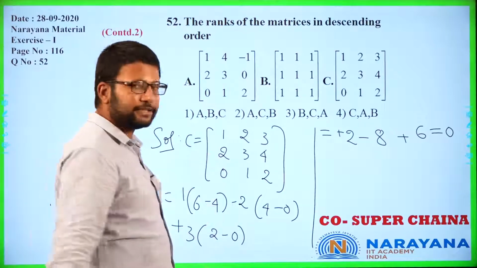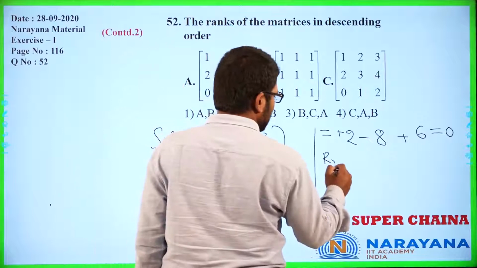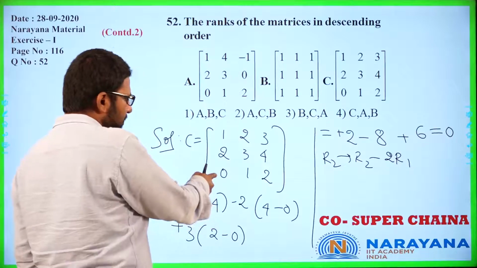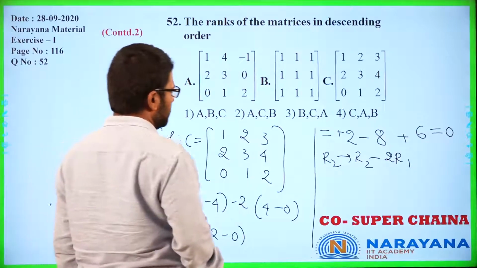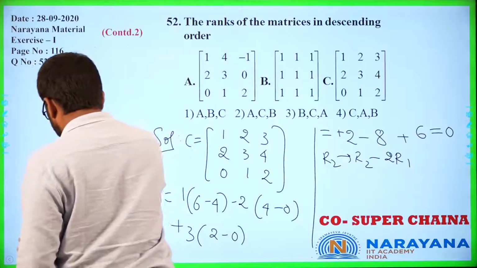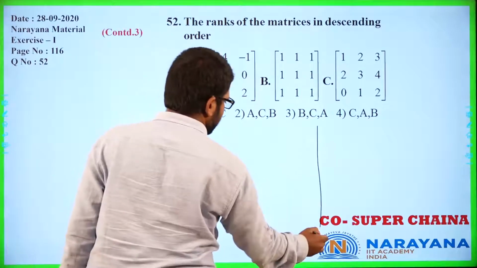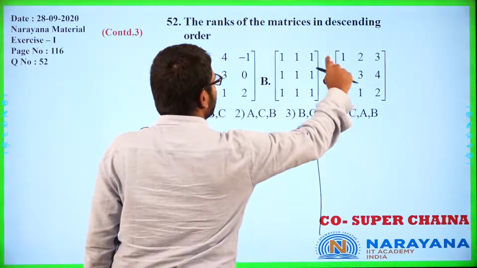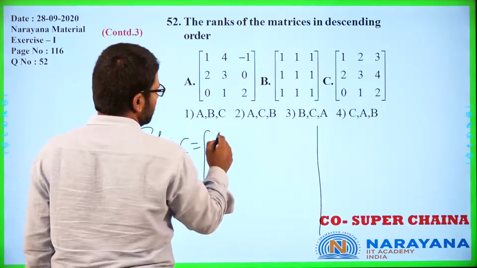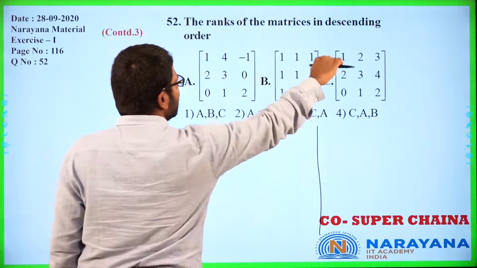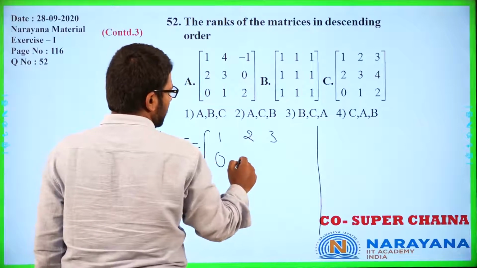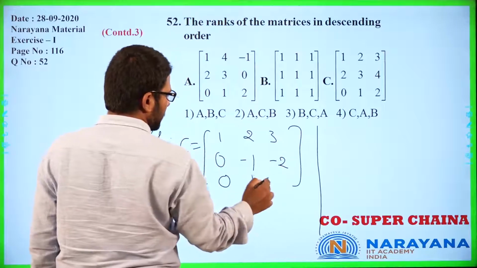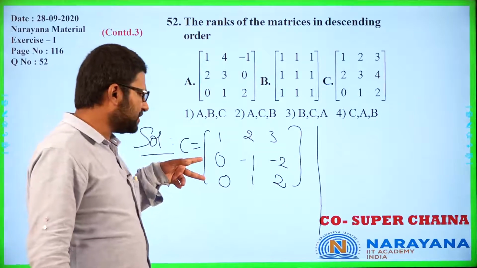So for that, let us try and get the echelon form. We will say R2 goes to R2 minus 2R1. There is already a 0 here, so we don't need to touch R3 yet. So C would be 1, 2, 3, R1 is as it is. This minus double of this: 0, 3 minus 4 is minus 1, 4 minus 6 is minus 2, and 0, 1, 2. Can you see they are just multiples of each other?